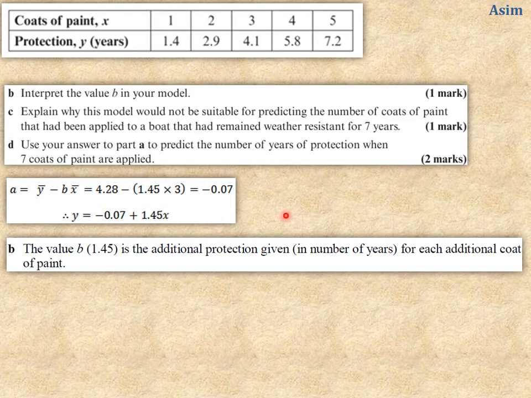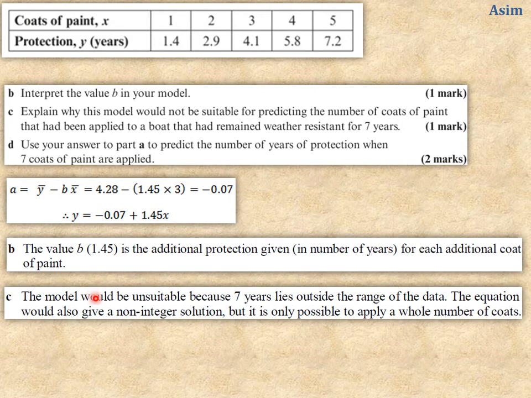Explain why this model would not be suitable for predicting the cost for 7. See again, whenever they ask you this, check if this number is within the data we are studying. No. We are only studying 1 to 5 coats. This is outside the data we are studying, so we cannot rely on this. This is extrapolation. The model would be unsuitable because 7 lies outside the range, and hence you'll just say extrapolation.